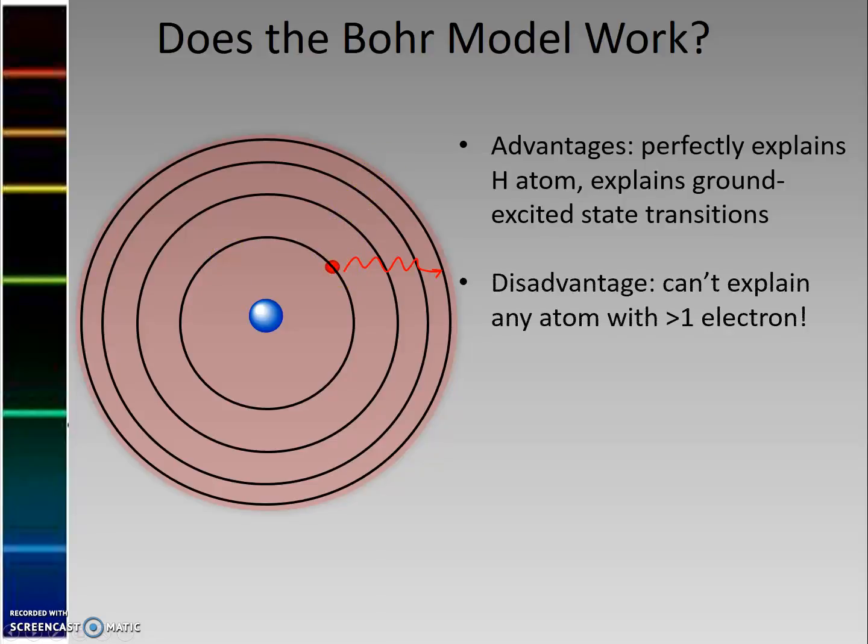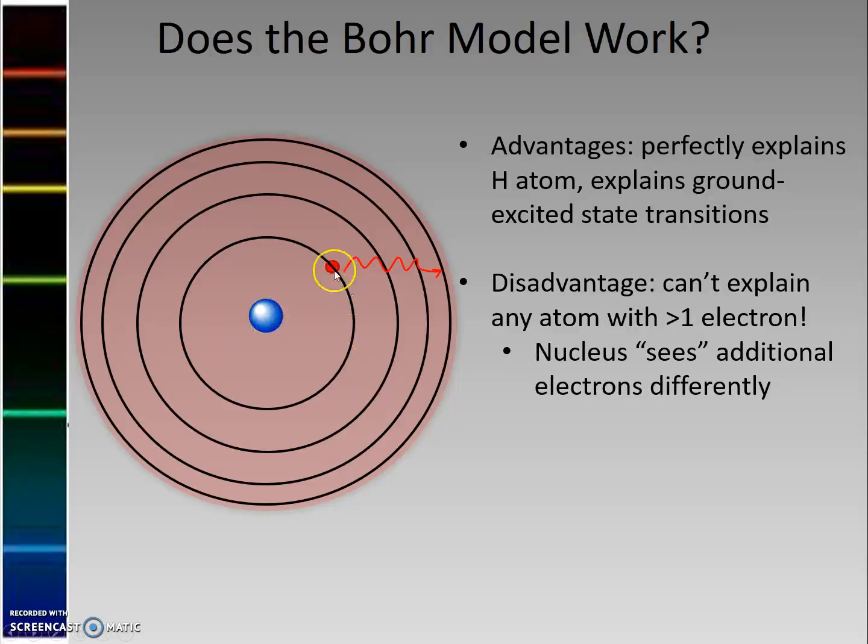So when I start from 1 and I move up, it explains everything about how that works. The disadvantage is that if an atom has more than one electron, the Bohr model fails. I can't use the Bohr model to explain anything as simple as helium. Anything harder than hydrogen is not doable. Why? Well, it turns out, as we're going to be talking about shortly, that the nucleus treats multiple electrons differently. It's not like it sees two individual electrons. It sees some sort of aggregate. And that's because the electrons are interacting with each other.